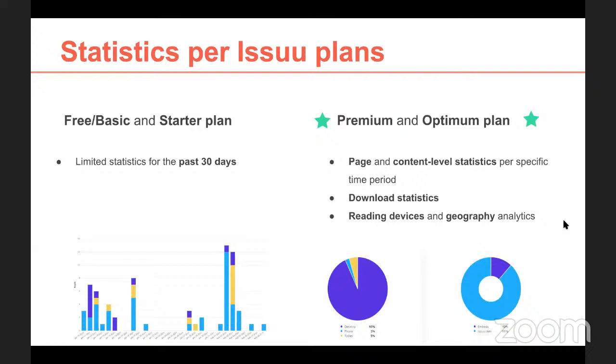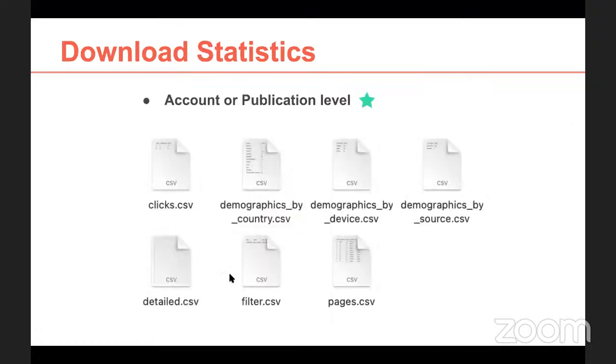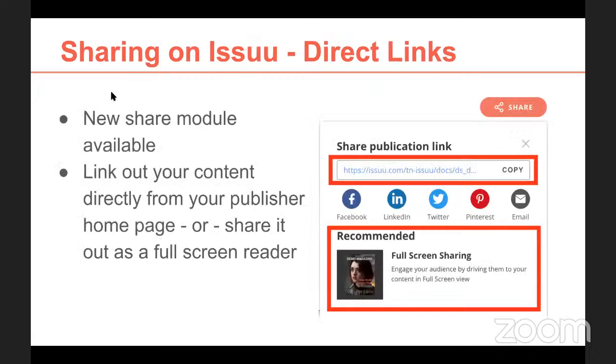You can also download the stats if you need to do any reporting for your organization. And we'll also show you what type of reading devices your readers are seeing your content from, as well as any geography analytics. So here we could see that example of the geography as well. Okay, and this is how the CSV files will look when you download statistics from issue.